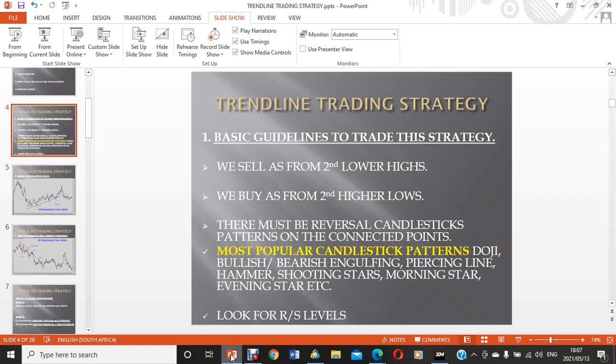We also have a course dedicated to candlestick patterns alone, so we will not go through them in this section. Moving forward, you must also look for resistance and support, or demand and supply zones. So you must look for levels or zones. When we talk of levels, we talk of resistance and support levels. When we talk of zones, we talk of demand zones and supply zones.